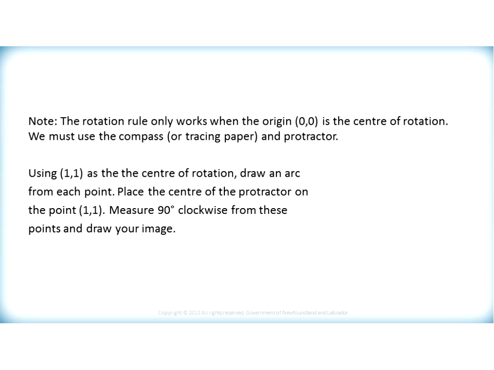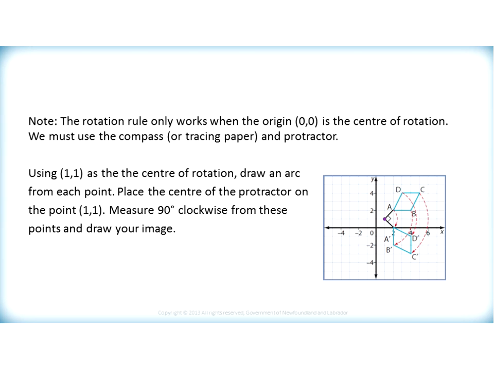So using point 1, 1 as a center of rotation, we're going to draw an arc from each point, and we're going to measure the center of the protractor on the point 1, 1. Then we're going to measure 90 degrees clockwise from these points and draw the image. And this is what we see. So every point, could be point A, point B, point C, or point D, every single one of those points is rotated 90 degrees from where it started in a clockwise direction.